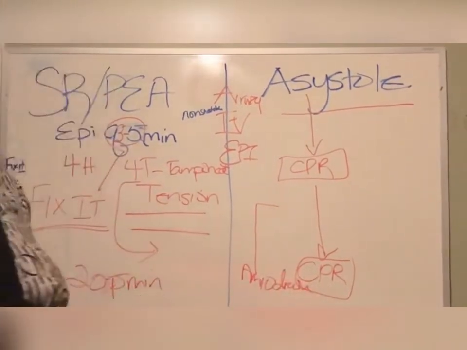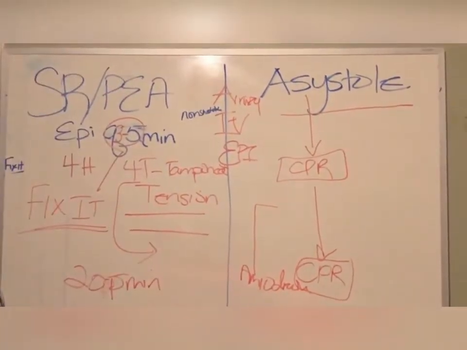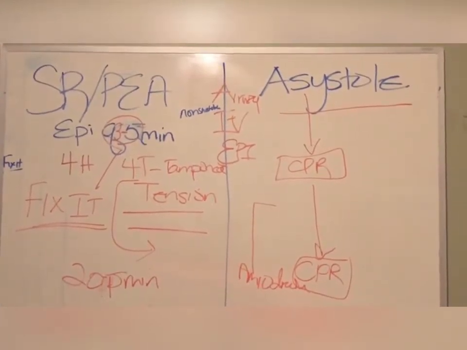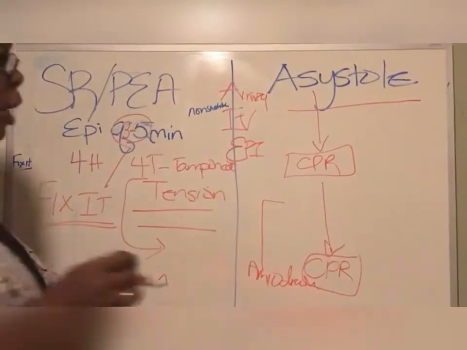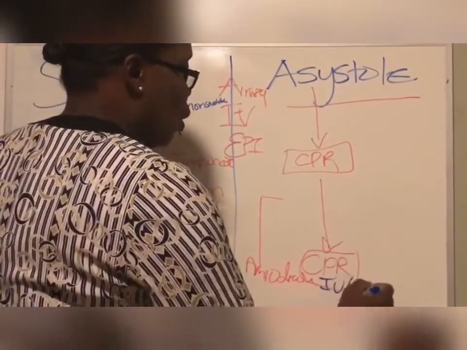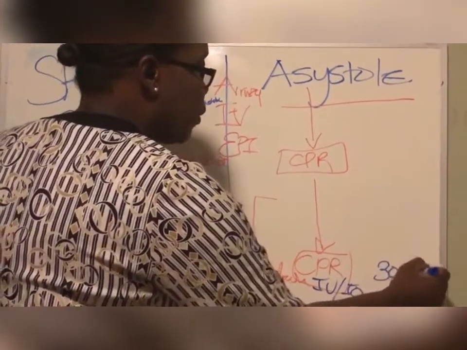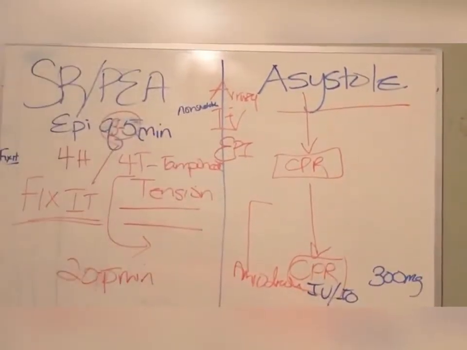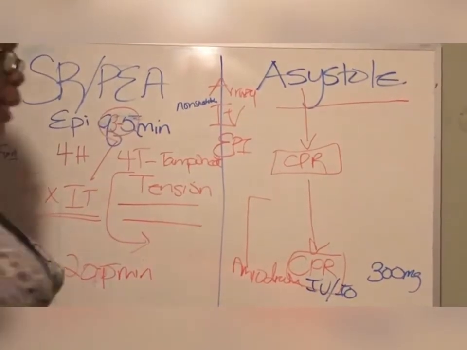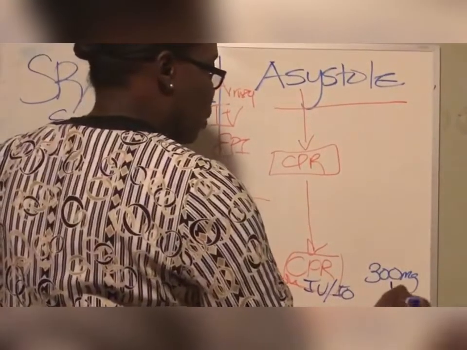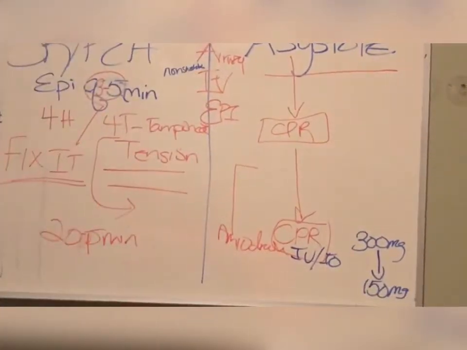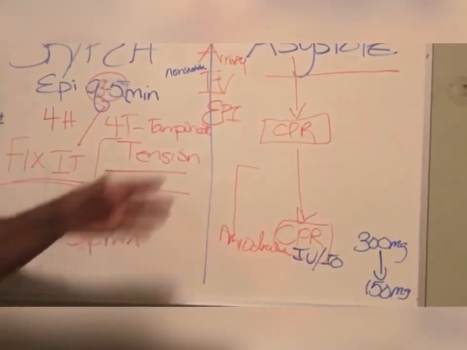Remember, with amiodarone, you have a standard dosage. You can go IV or IO, intraosseous. If you're going to give it, you're going to give 300 milligrams first. If you don't have any changes, the heart rate doesn't come back, you want to go ahead and do a second dose, which would be 150 milligrams. Okay? So that is very simple.